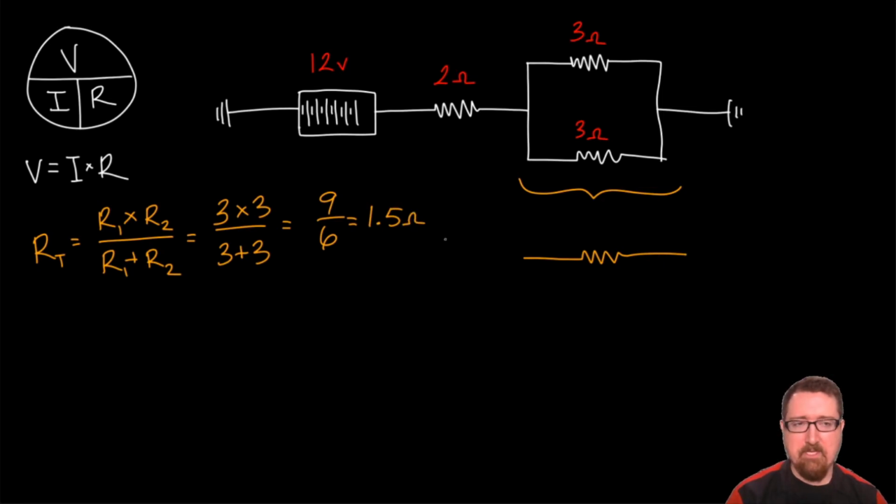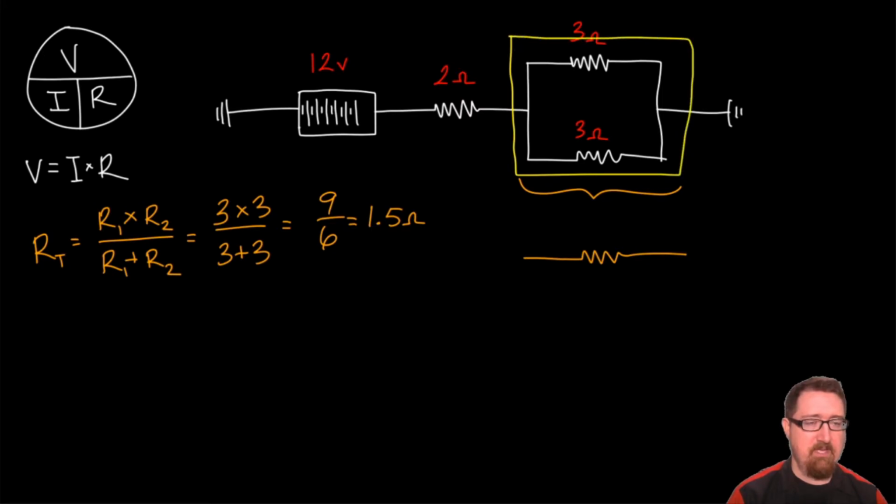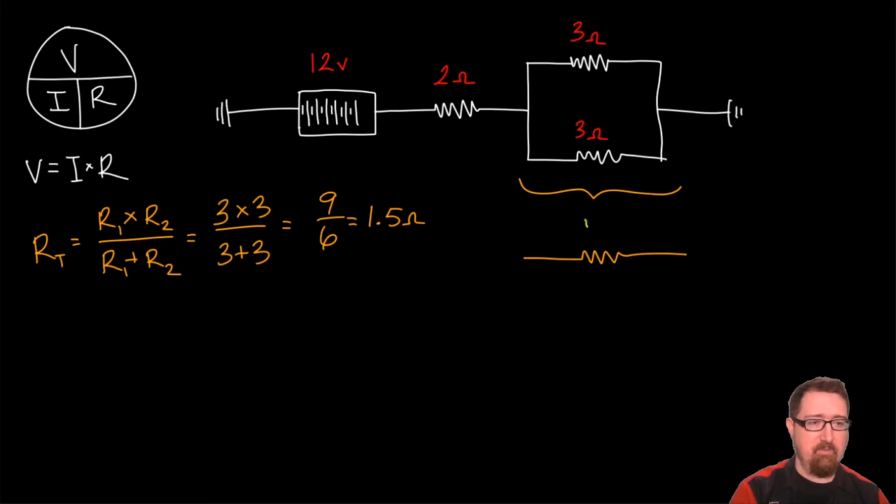Okay, so what does that mean? It means that if you were to, in theory, take the total resistance of this parallel circuit, it would have a total resistance of, let me try that again, 1.5 ohms. So it's like having a single resistor that has 1.5 ohms, okay?